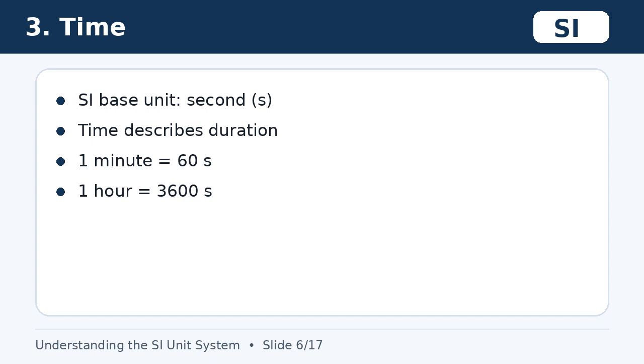The third base quantity is time. The SI base unit of time is the second, represented by the symbol s. Time describes the duration of an event. 1 minute is equal to 60 seconds, and 1 hour is equal to 3600 seconds.